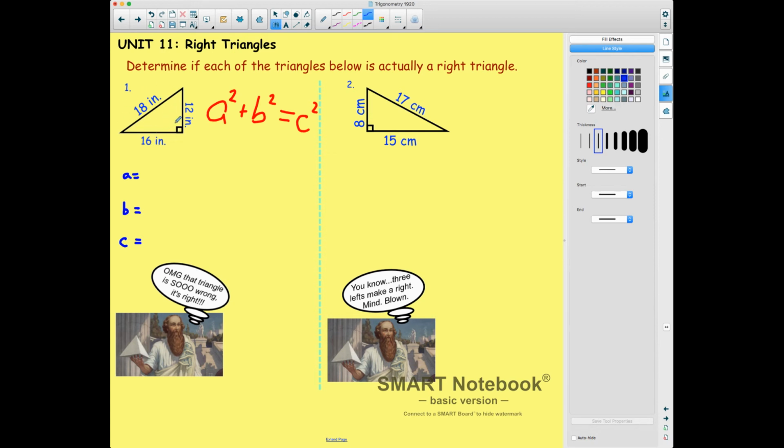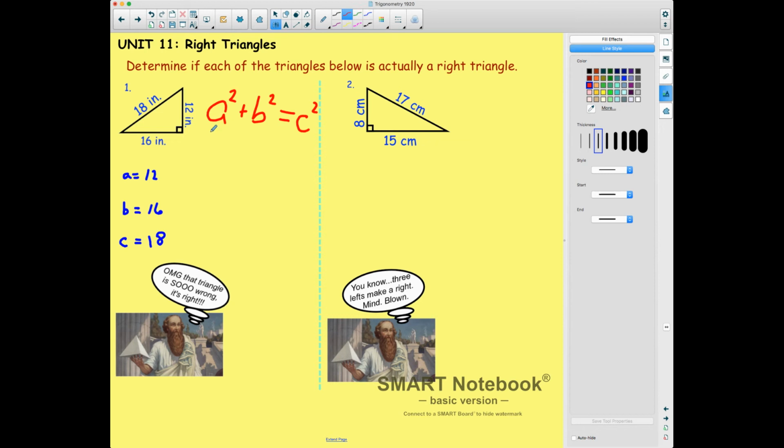The legs are interchangeable. You could put 12 as A and 16 as B, or you could tell me 16 is A and 12 is B. It doesn't matter. It's the same thing. If you want to go way easy, go small, medium, large. Always works. Little trick. So small, medium, large.